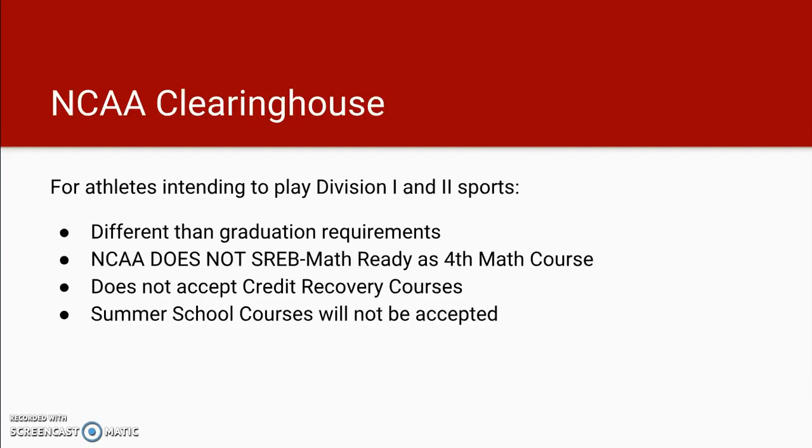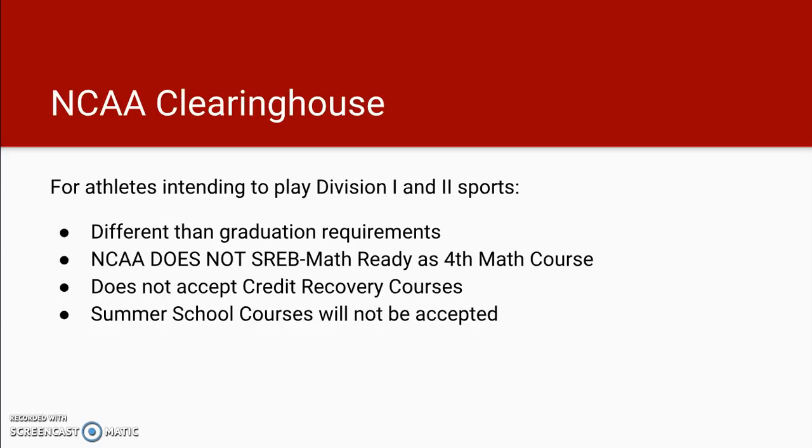NCAA Clearinghouse. If you're an athlete that intends to play sports at the Division I or II college level, you need to be sure to register with NCAA at least by junior year at ncaa.org. You also need to be aware of the types of courses the NCAA will use to determine your eligibility to play at the college level.